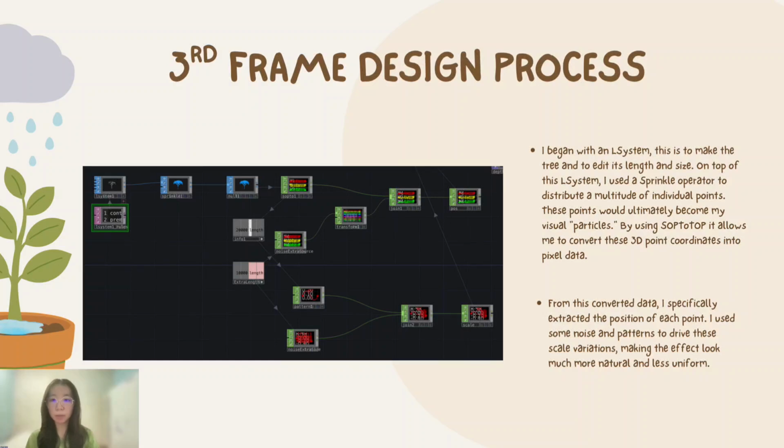By using SOP to TOP, it allows me to convert these 3D point coordinates into pixel data. From this converted data, I specifically extracted the position of each point. I used some noise and patterns to drive these scale variations, making the effect look much more natural and less uniform.